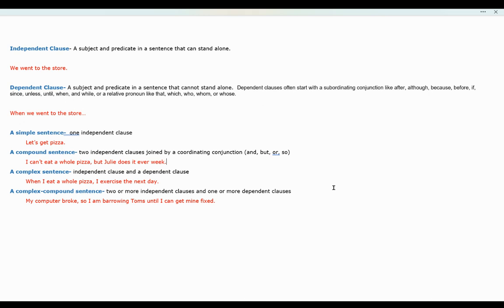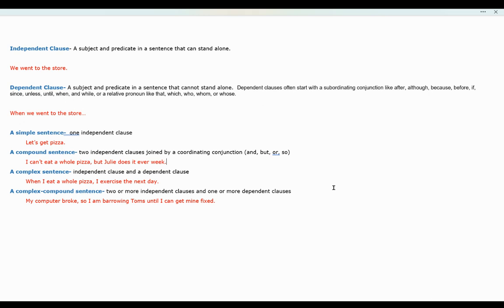A dependent clause has that subject and predicate in the sentence, however, it cannot stand alone. It's often because it will start with a subordinating conjunction. So it might start with after, although, because, before, if, since, unless, until, when, or while. Or it could start with a relative pronoun, such as that, which, who, whom, or whose.